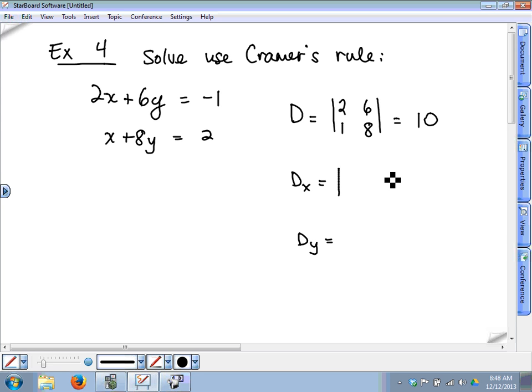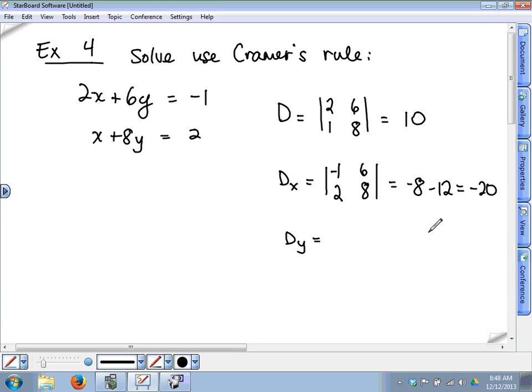D subscript X. The subscript says the X column, which is the first column, gets replaced with what? Negative 1 and 2 now go in place of the X column. The Y column here stays 6 and 8. So now we have to find that determinant. That's negative 8 minus 12, which is negative 20.